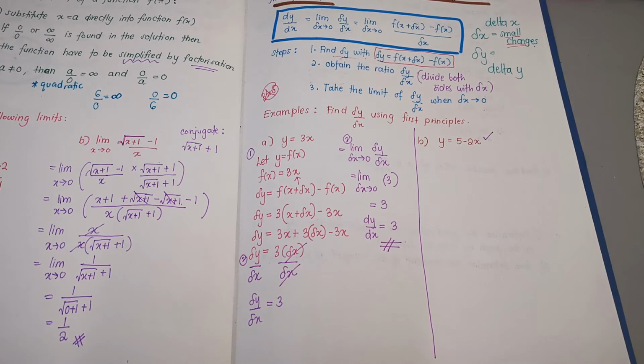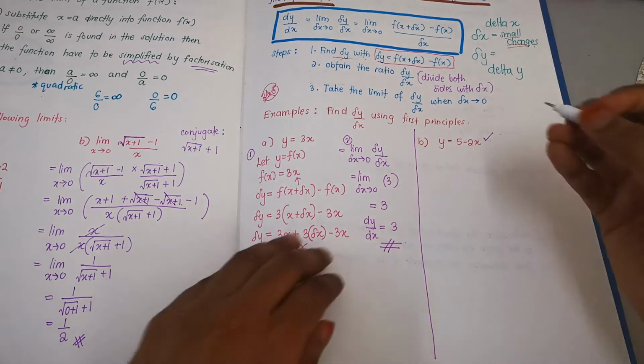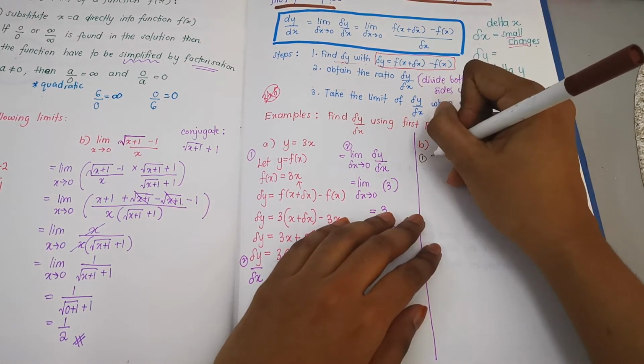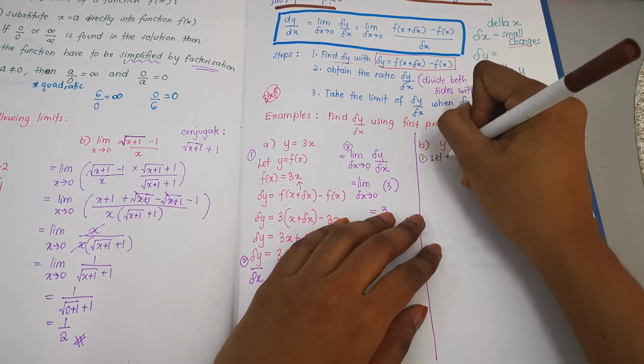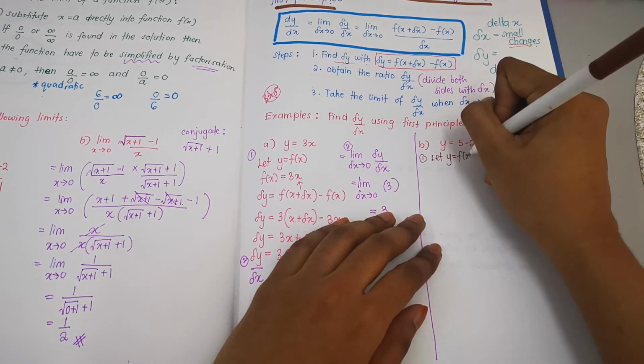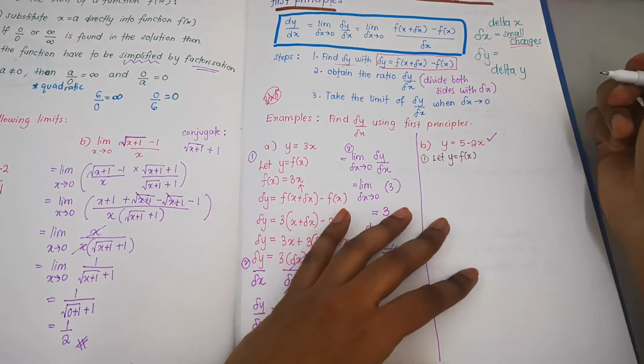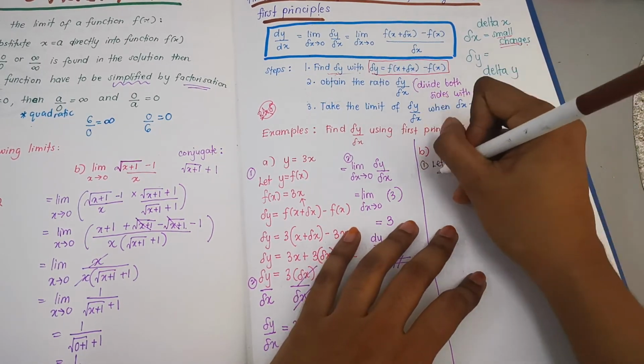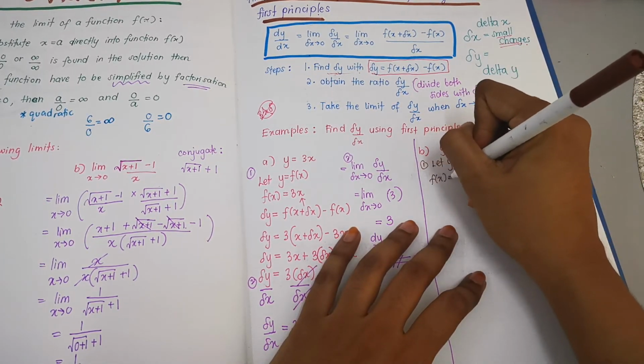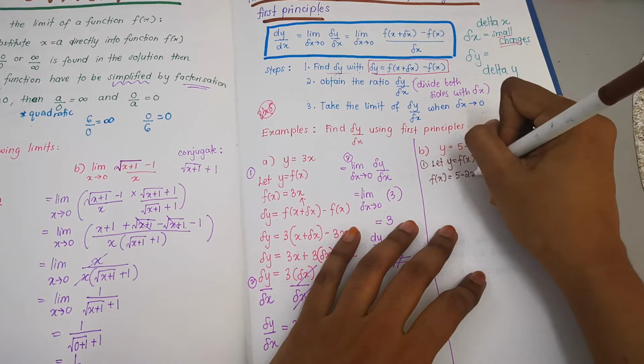Okay, I hope you guys are halfway through. I'm just going to get started. Let's check whether your answer is the same as teacher's. First step, write down your let y equals f(x). So that means our f(x) is 5 minus 2x.